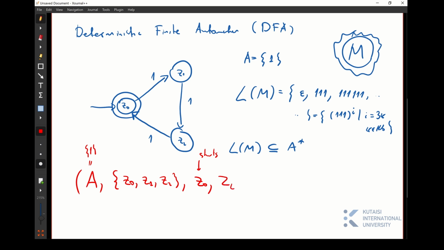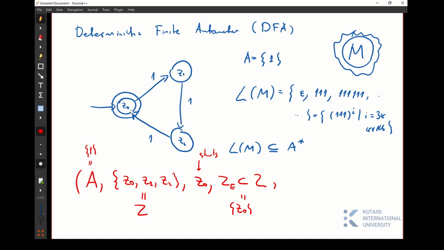So the accepting states, let's call it ZE, is a subset of Z. This is Z, by the way. And in our case, this is Z0 again. But in general, you have to specify which states are accepting, which state is the start state, what the states are, what the alphabet is, and what else? The most important: transitions. Where the arrows are going. I have to know that from Z0 I'm going to Z1, and from Z1 I'm going to Z2, and from Z2 I'm going back to Z0.